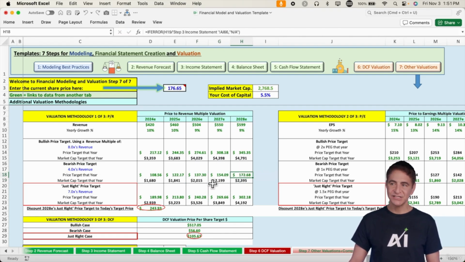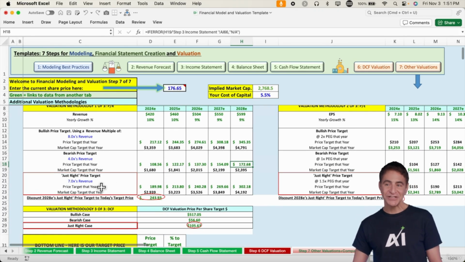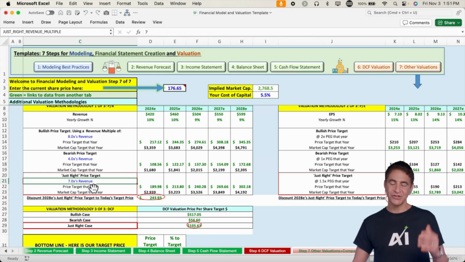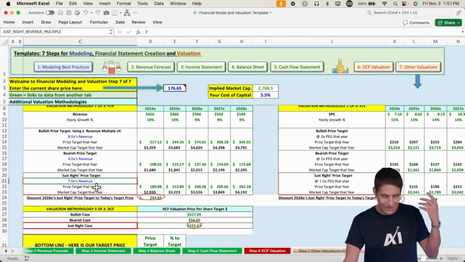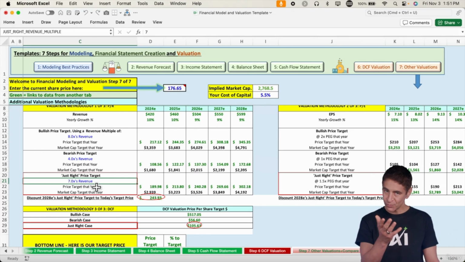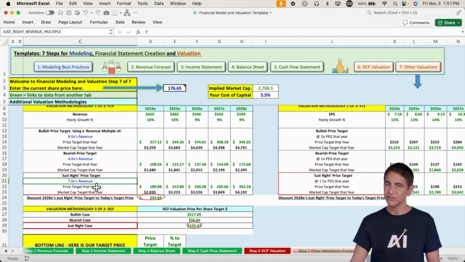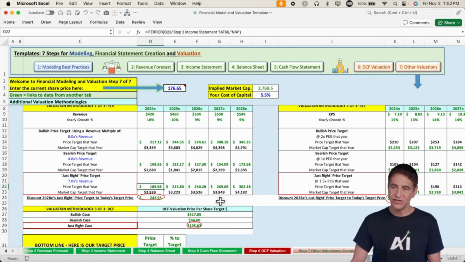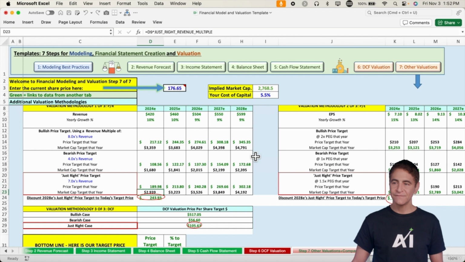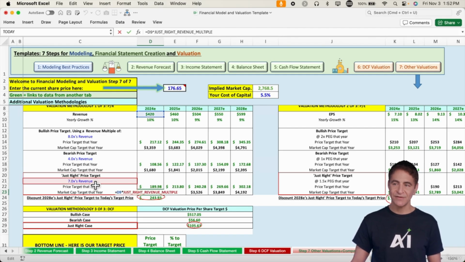Remember, green means it links to another sheet. And then here I wrote the just right. So I chose 7. You could have chosen 6, 7.5, whatever you want to choose based on your research and looking at similar companies in the sector. And so basically what I got was a target price here for year 1 of $2.939 trillion for the market cap. And this here is basically 7 times revenue.